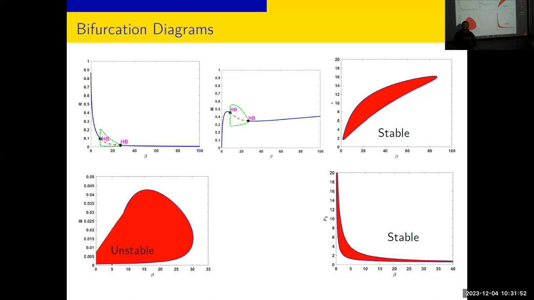In the first two diagrams, which are for the OBE system, we simply show the steady states. The blue one shows the stable steady states, and HB means the Hopf bifurcation at this point and this other point. And this red dotted line shows the unstable steady state.